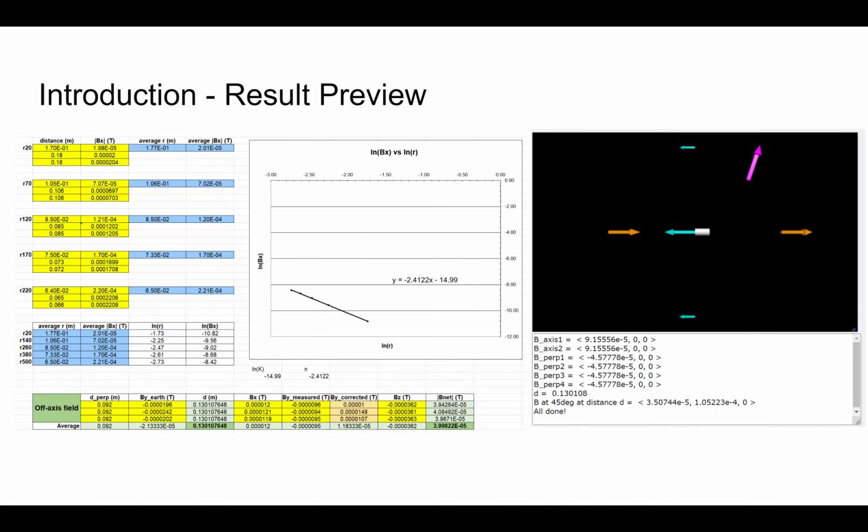So here's the result preview. On the left is what I got from physical experiments and inputting the distances in B fields. There was the on-axis and off-axis. And then we produced a natural log K and N from that. And then on the right is the code and the results produced by that.